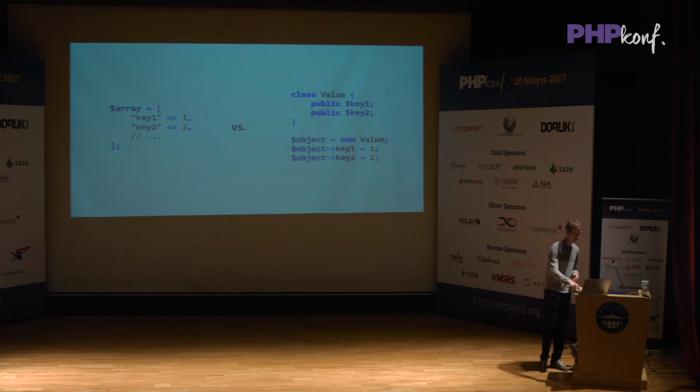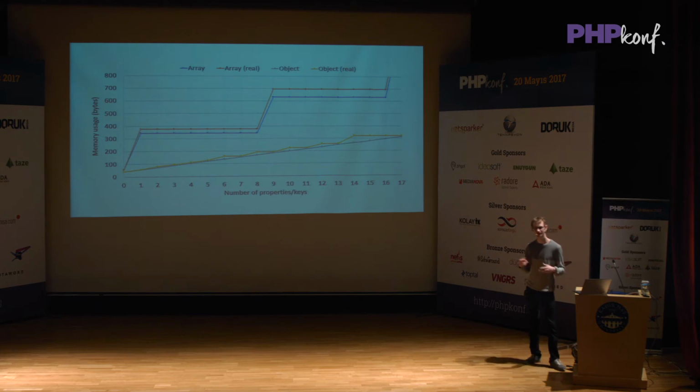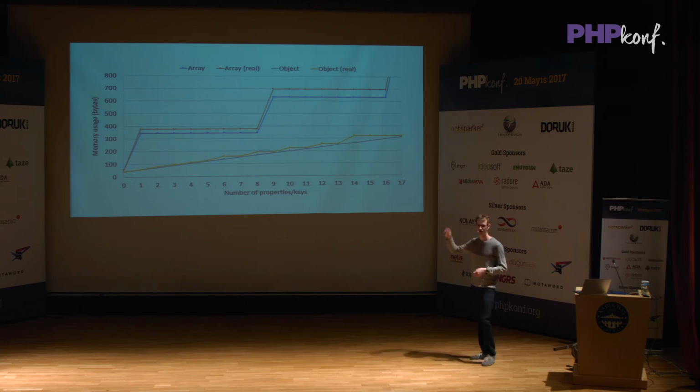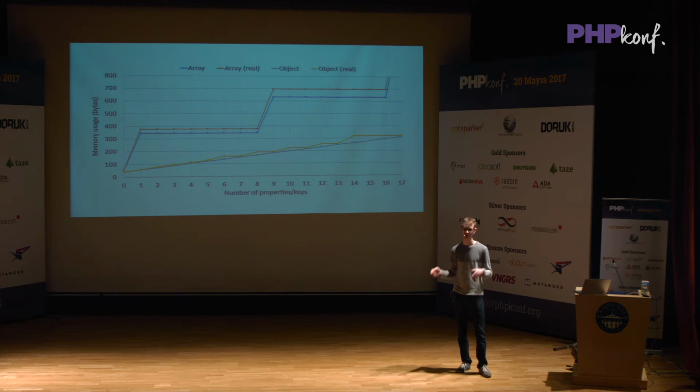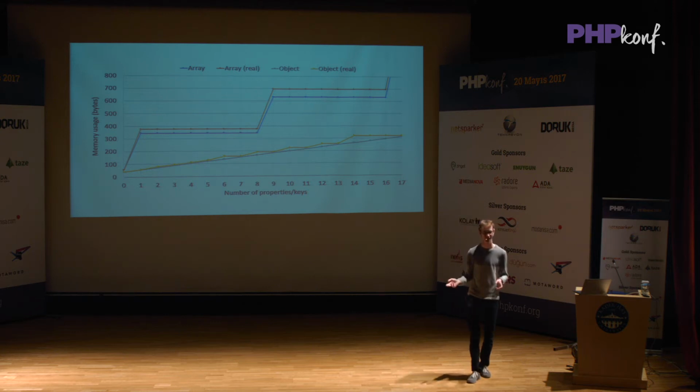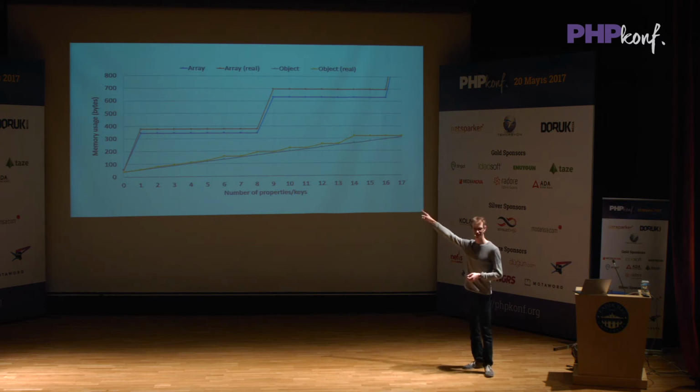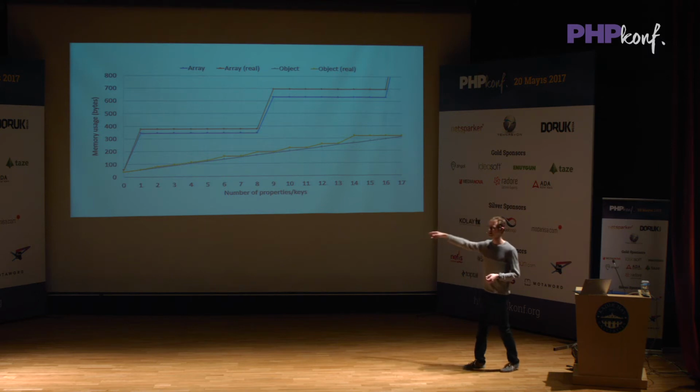And if we now compare memory usage between objects and arrays, those are shown here. So we have how much memory an array or an object uses, depending on how many keys or how many properties it has. The top two lines are for the array, and the bottom two lines are for the object. And you can see basically arrays use a lot more memory.